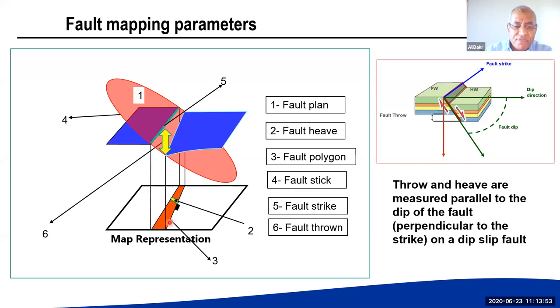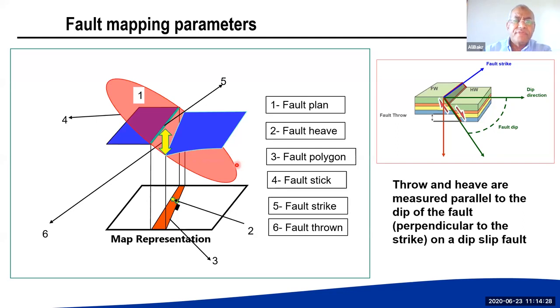Those can be imaged vertically on the map and they are called the fault polygon. So this is the fault polygon that comes from the strike of the upthrown side and the strike of the downthrown side. If you imagine that there are many beds coming on the upthrown side and many beds coming on the downthrown side, each one of them has a strike with the fault. If we connect those strikes of the fault with the different beds, it will give you the fault plane.